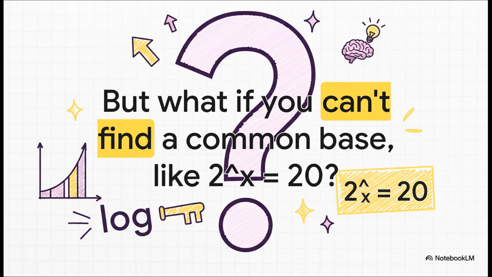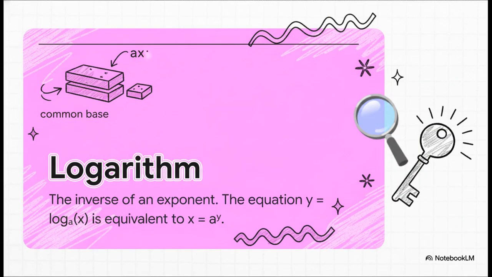There's just no nice, clean whole number we can use for x here. You can't rewrite 20 as a simple power of 2. So that common base method, it's a no-go. So what do we do now? We pull out the tool that was literally invented for this exact problem, the logarithm.